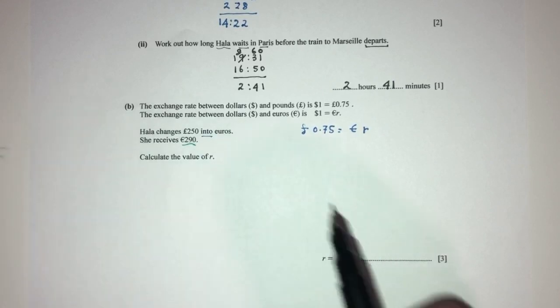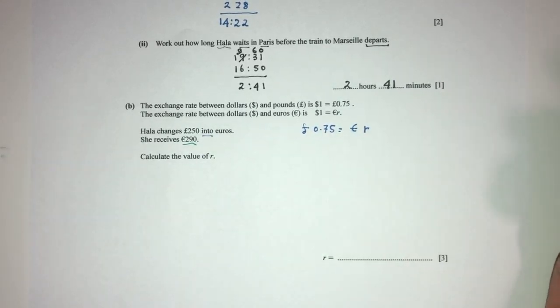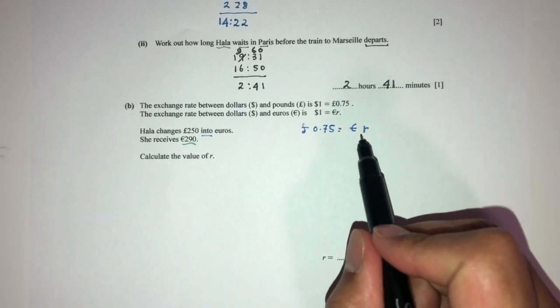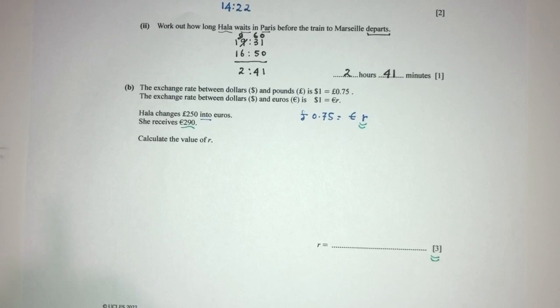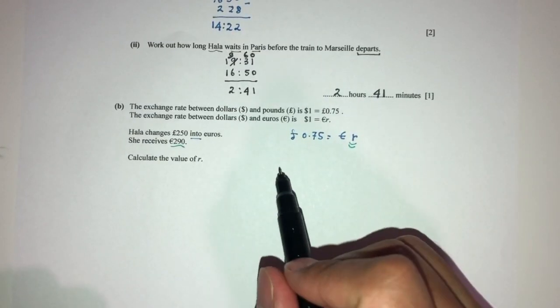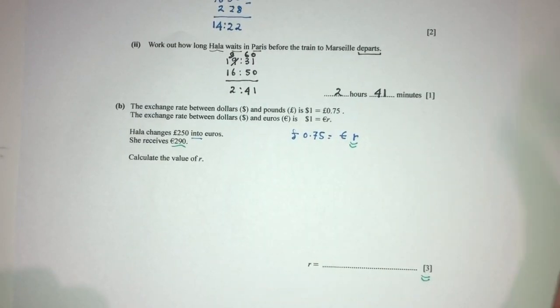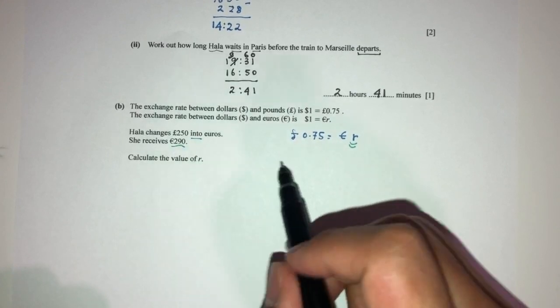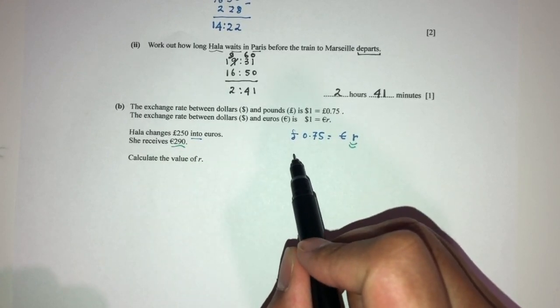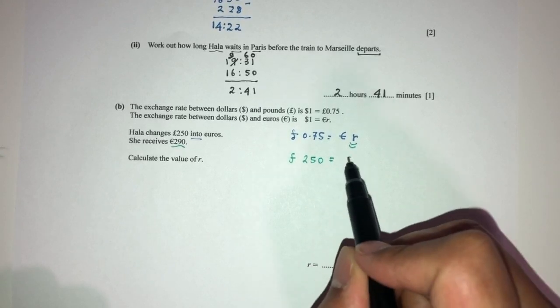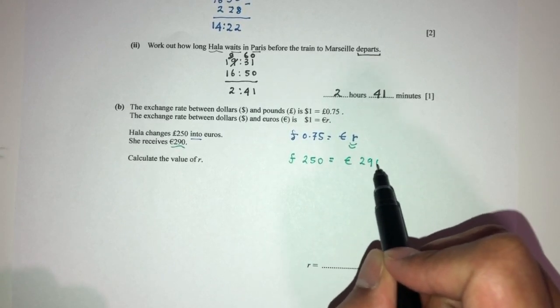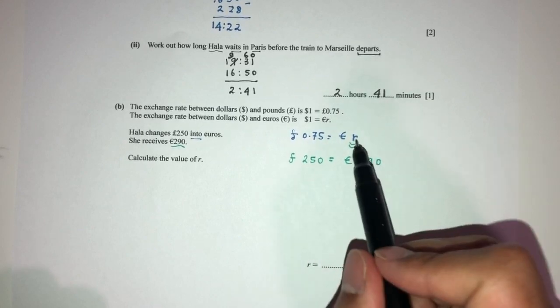Basically, how can we find the value of R? This is obviously 3 marks, right? So let's use our brain. Again, we can use a calculator here, not a big deal. So we have what we have. We change that much, 250. We get 290, right? So we're trying to find R.